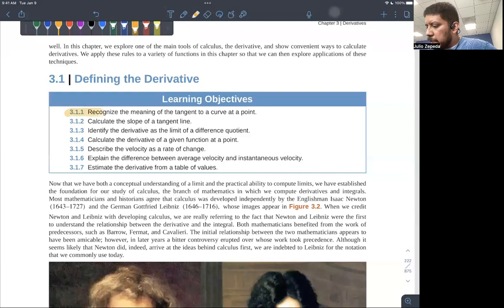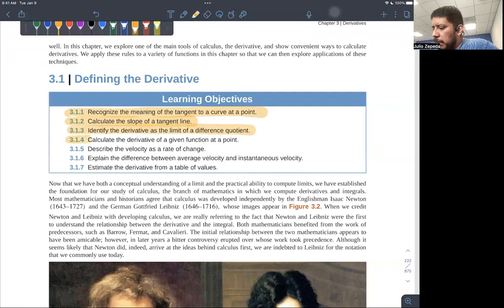First, recognize the meaning of the tangent to a curve at a point. Okay. Calculate the slope of a tangent line. That's going to be called the derivative. Identify the derivative as the limit of a difference quotient. This is the main topic of this section.